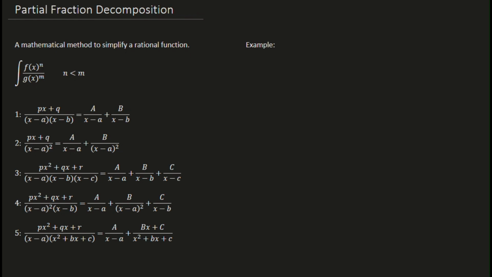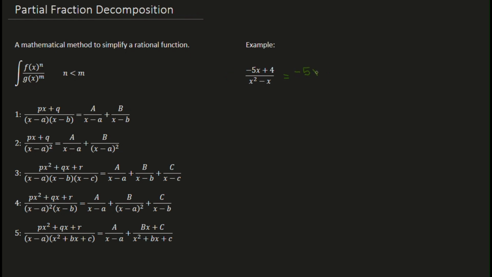There are 5 different forms a partially decomposed fraction can take. So let's look at an example of the first form. Let's look at the function negative 5x plus 4 divided by x squared minus x. Now, it might not be evident at first that this fits form 1, but what happens if we simplify the denominator by factoring out an x?